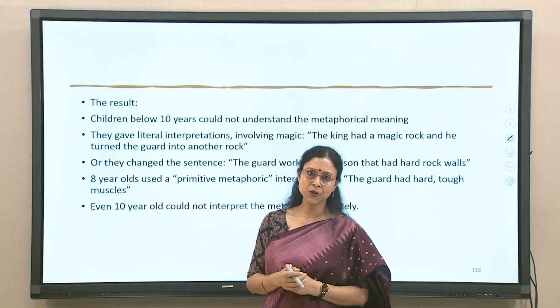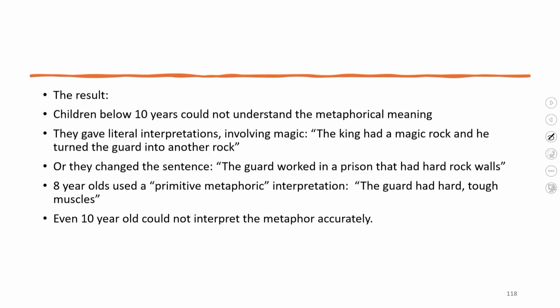So, what did the result show? Children below 10 years could not understand the metaphorical meaning. This is quite a late stage, by 10 years they understand language pretty well. What happened was they gave literal interpretations, sometimes involving magic. When they were asked what the sentence means, for example, they said the king had a magic rock and he turned the guard into another rock. That is how they explained the sentence.